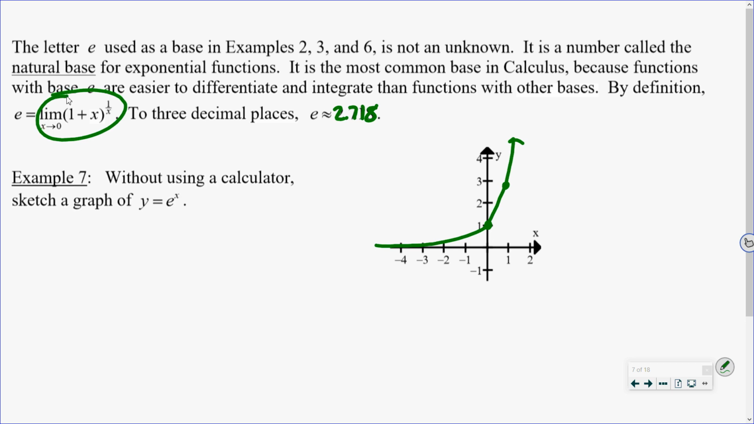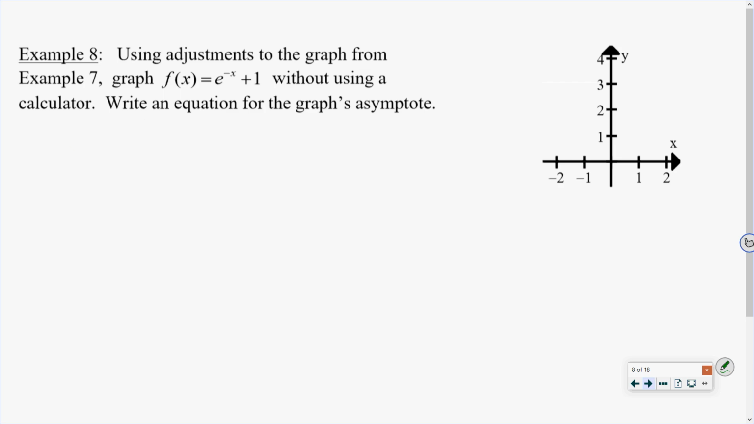Now we can take these graphs and do adjustments, so we can change things. These follow the same rules that we've already learned for transformations. So it's using adjustments to the graph from example 7, graph f of x equals e to the negative x plus 1. So we're taking that same graph and adjusting it. We have 2 transformations here. One is that we had that plus 1, and that plus 1 is on the outside of the function.